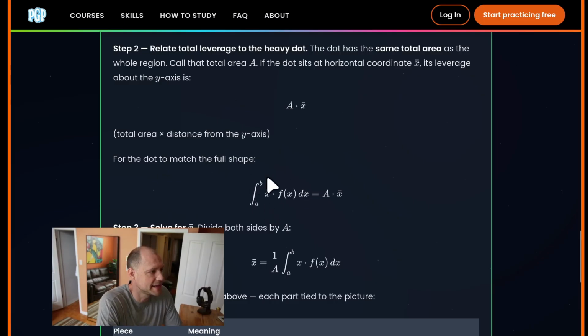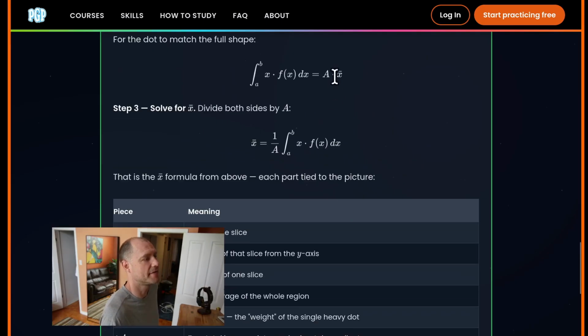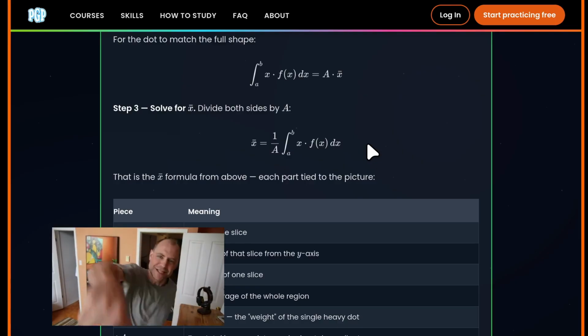We have this. This is the leverage of the full shape when we computed it with integrals. And then this is the same leverage of the full shape because it's the same weight at the right distance away, the appropriate distance away, x bar. And then you can see very clearly, if we were to solve for x bar, we just divide by A, we divide by the area. And we get our formula. That's the formula for x bar.